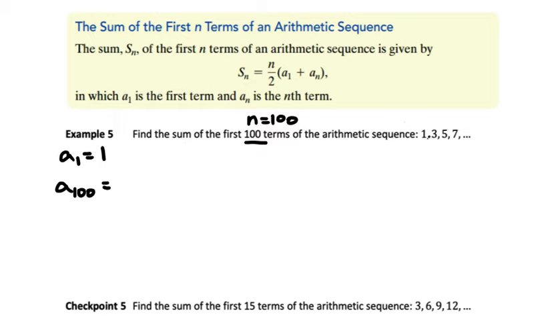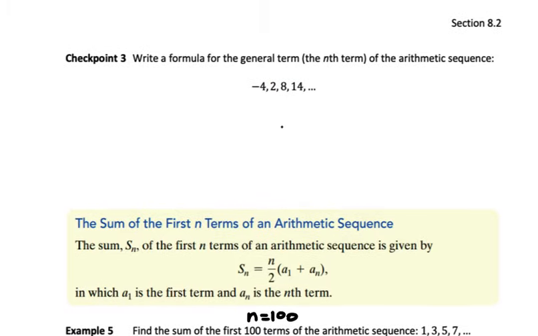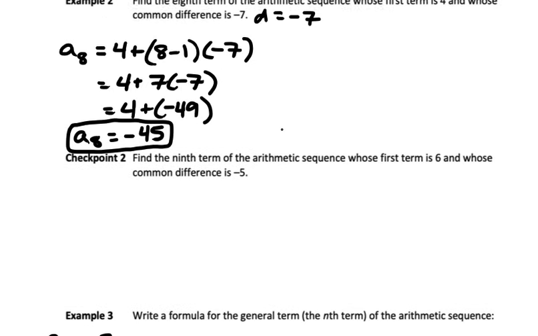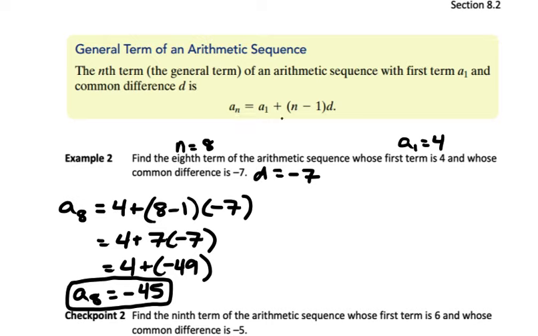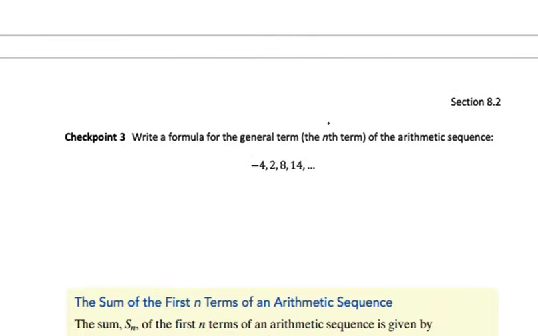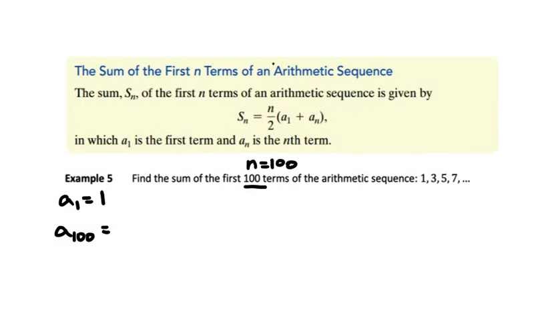Now, I could go through this and add 2 each time until I get 100 terms. That would take a very long time. It's easier if I use the general term, which we saw the formula for above. So we're going to use this formula first before we use our sum formula. So this problem is a little bit more complicated because we actually have to use both formulas here. So I need to find a sub 100, which is a sub 1 plus n minus 1 times d. So I'll write that here to remind myself.